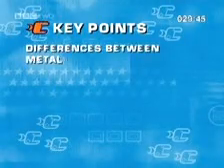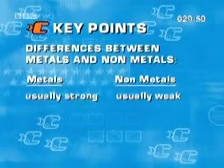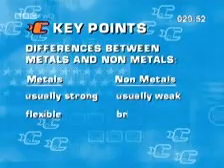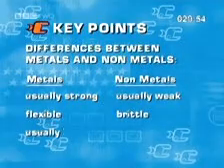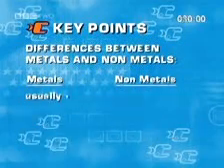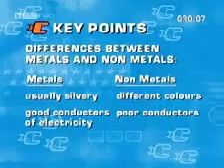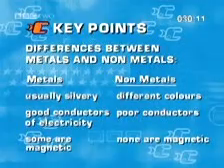For your test, you need to know the differences between metals and non-metals. Metals are usually strong and flexible, whereas non-metals are generally weak and break easily. Metals, apart from mercury, have high melting points. Non-metals have low melting points. Metals are usually silver-coloured, whereas non-metals are different colours. Metals are good conductors of electricity, non-metals poor. Some metals are magnetic, non-metals aren't.